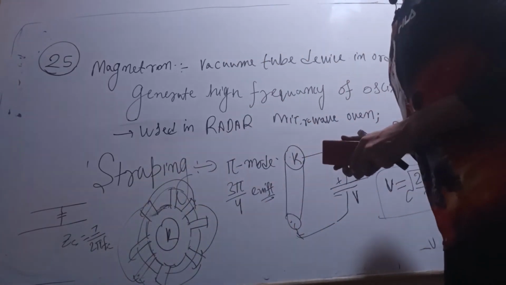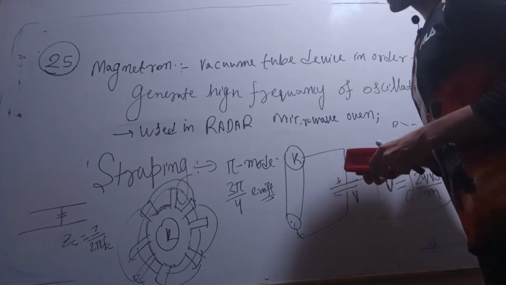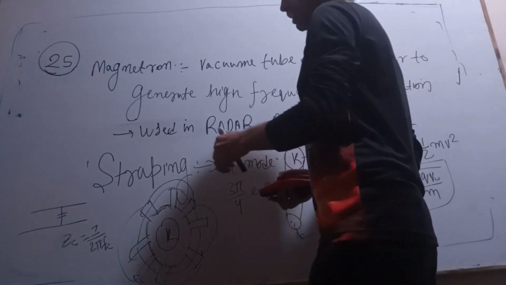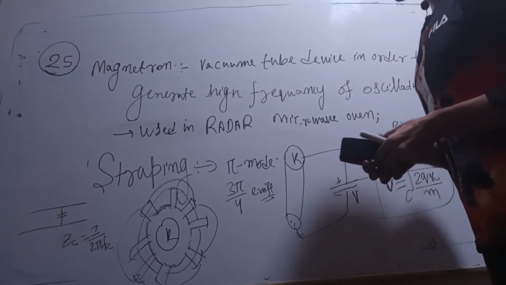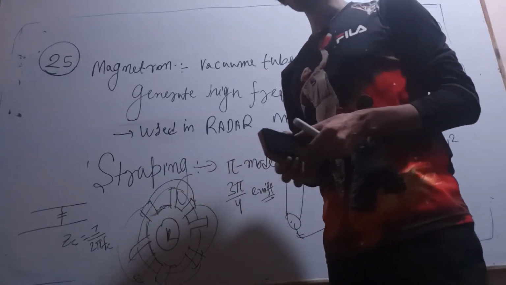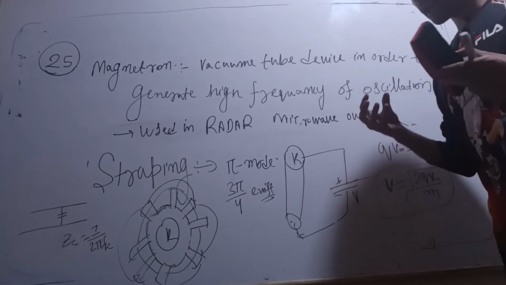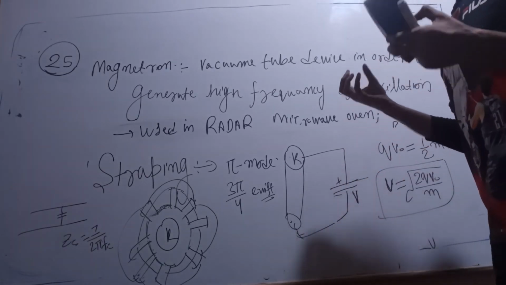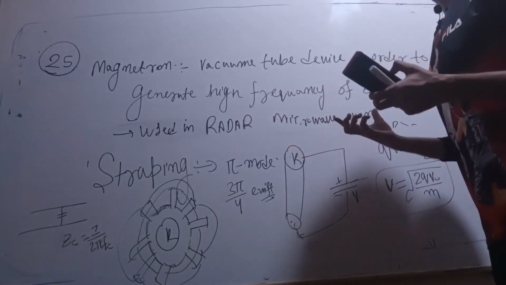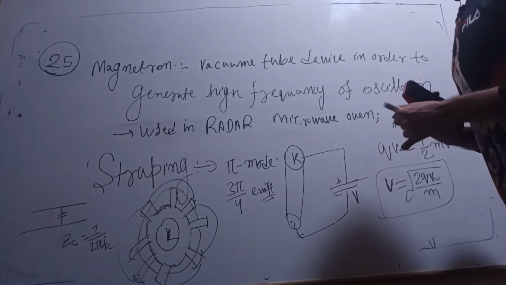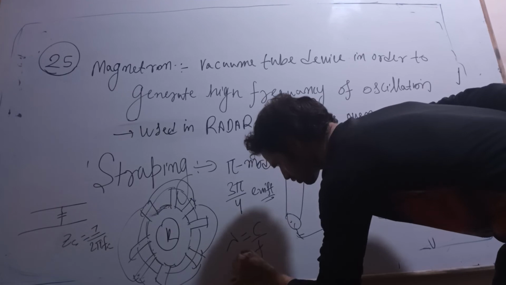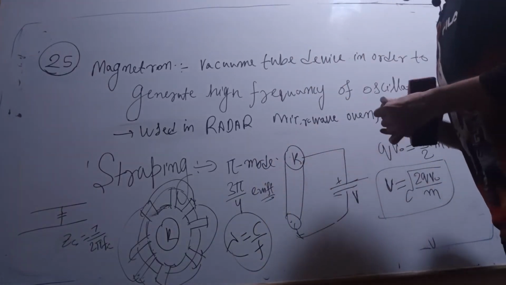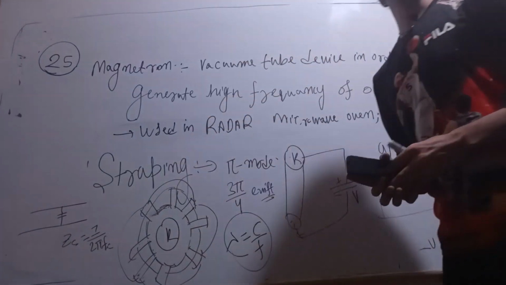Another problem is radiation. Yes, radiation loss will occur at high frequency, because as we know very well, at high frequency the wavelength decreases. As we know, the relation is lambda equals c by f. Now, at high frequency, what is happening? This wavelength will get reduced.